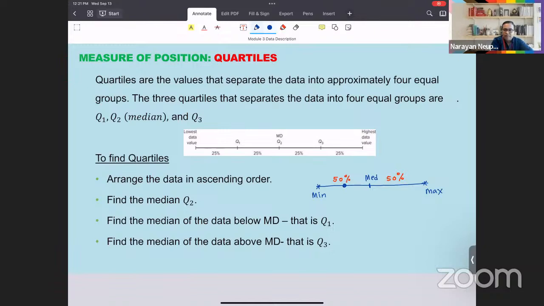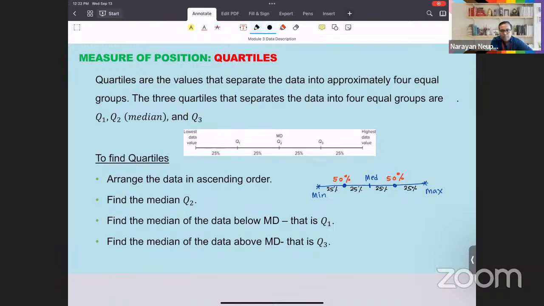See, we can find a value here in the middle that divides the lower 50% into 25%, 25%. 25% here and 25% here. And you can do the same thing for this upper 50%. If you divide that into two equal parts like that, you'll have 25% data here, 25% data here. 25%, 25%.